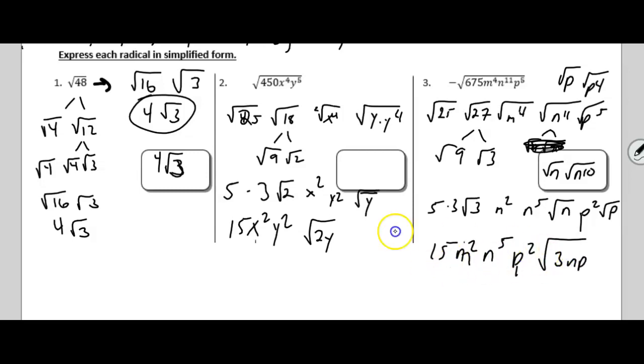That's simplified right there. So with that being said, I want to give you an opportunity to try it by yourself. All right, try it by yourself.